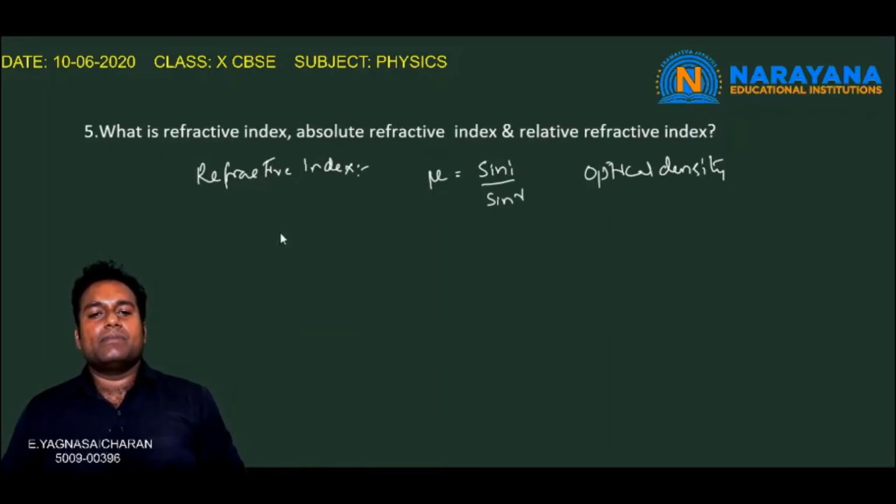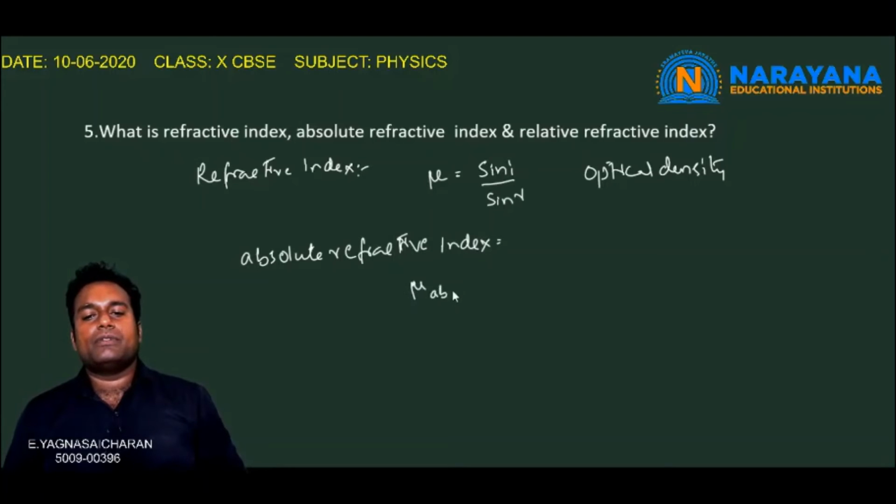So let us see what is absolute refractive index. It is mu absolute. You can define it as the refractive index of a medium to the refractive index of the vacuum or free space. So when we take the ratio of the refractive index of the medium to the refractive index of the vacuum, then we get the value called the absolute refractive index.